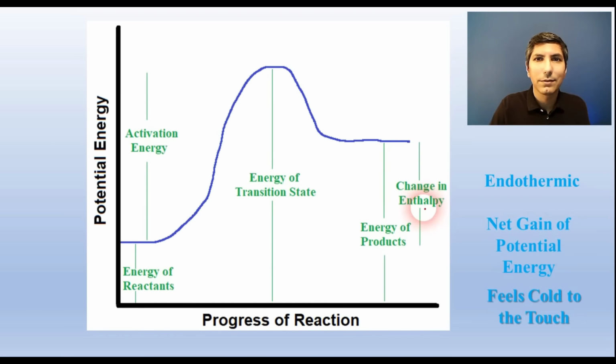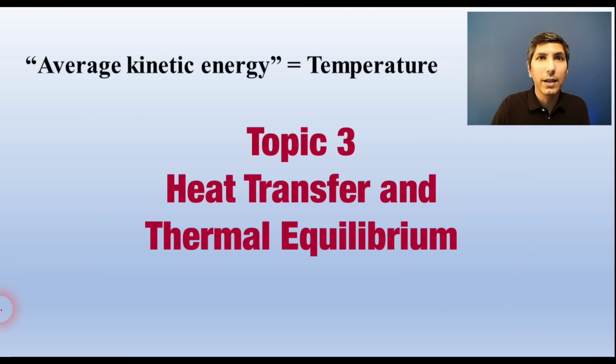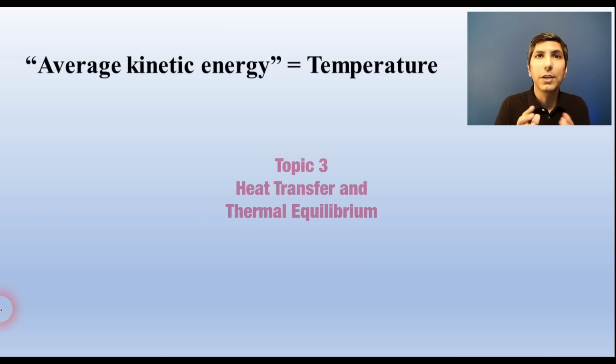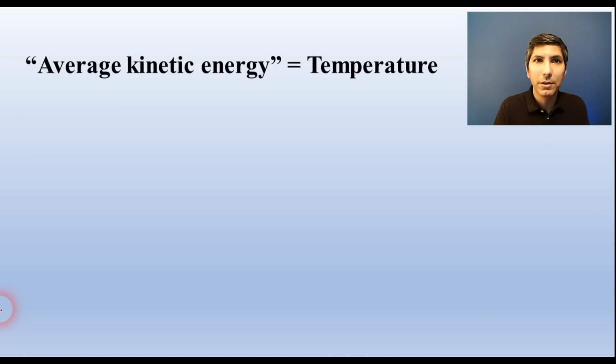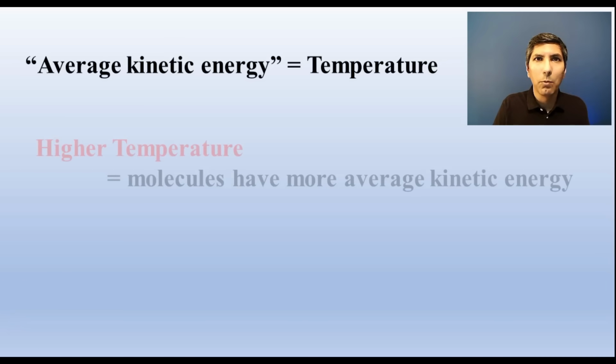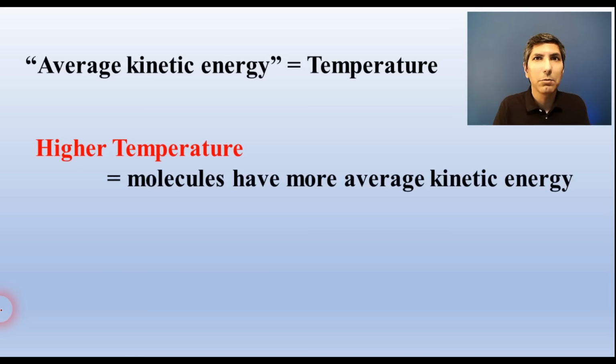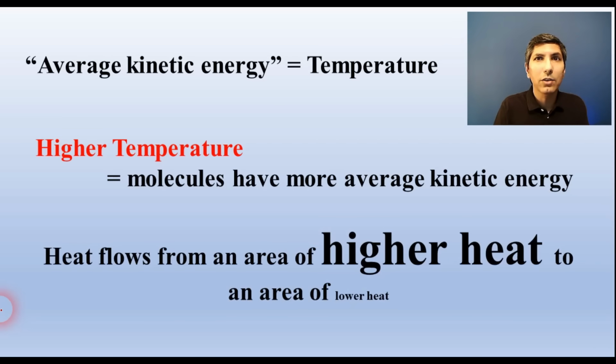Realize that average kinetic energy is just a synonym for temperature. The higher the temperature a material has, the more average kinetic energy its molecules have. When a warmer material makes contact with a cooler material, the collisions of molecules are able to transfer that heat, or that thermal energy, and the heat is always transferred from the warmer object to the cooler object. The warmer object will get cooler, and the cooler object will get warmer until both of their temperatures are equal. We call that thermal equilibrium.